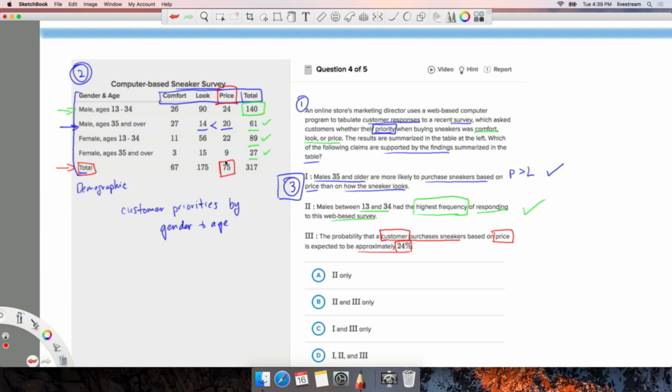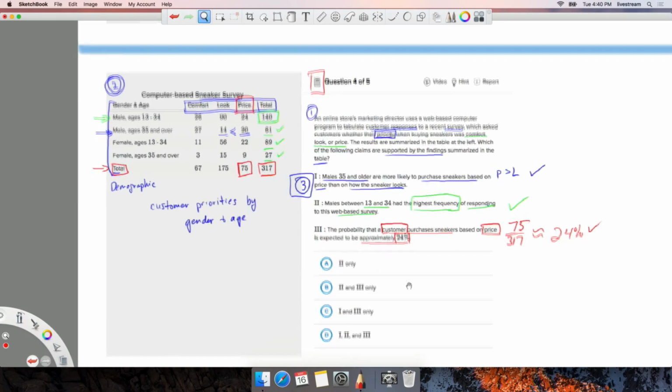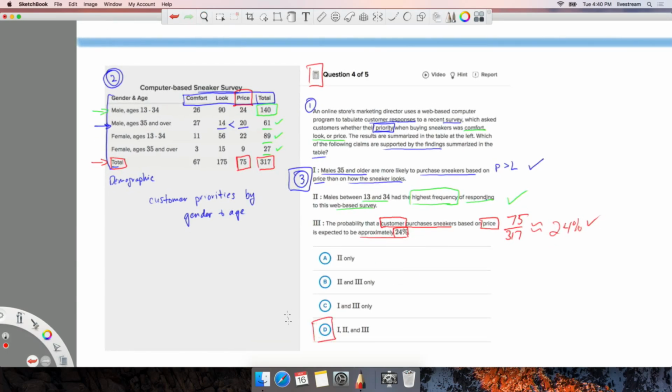Now that's one part of the equation, but what about the second part? So how would I know if this is about 24%? Well, I would look at the total number of responses. And so in this case, that's 75 over 317. And if you do the math and punch that number in on the calculator, that does get you to right about 24%. And so that is also going to be correct and supported by the table. And so then my final answer is going to be D, statements 1, 2, and 3.